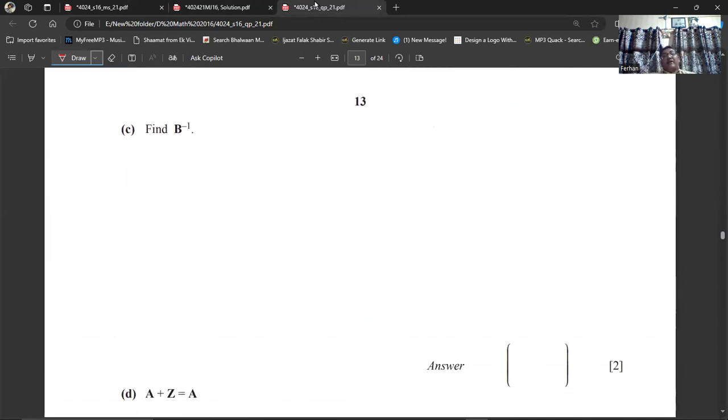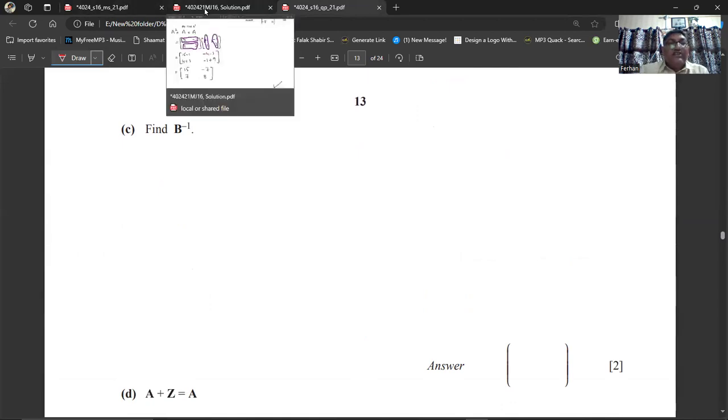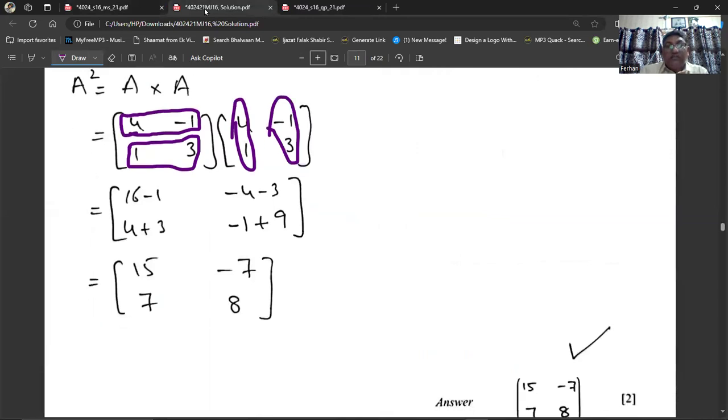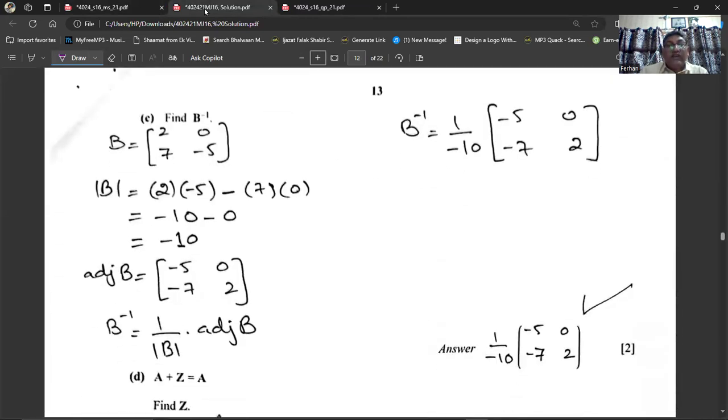Okay, question number 6, and it's C part. He says find the B inverse. So if you want to find the B inverse, you need to find the determinant of B, then find the adjoint of B, and then you can find the B inverse. The formula is 1 by B determinant into the adjoint of B.